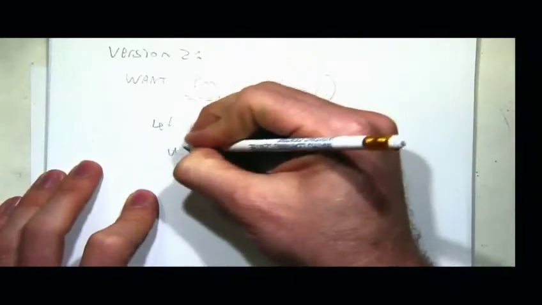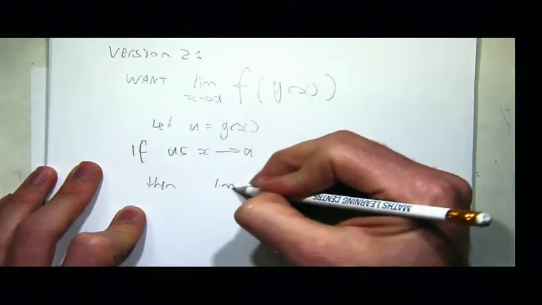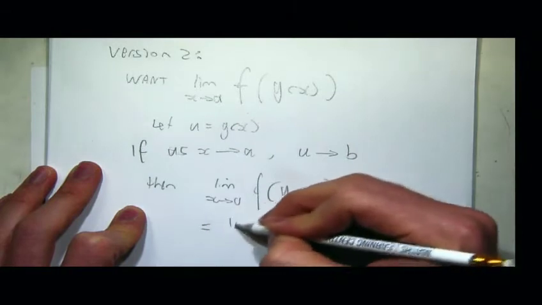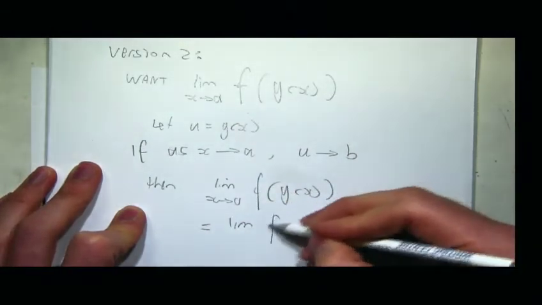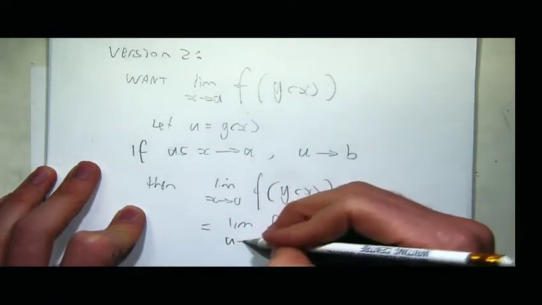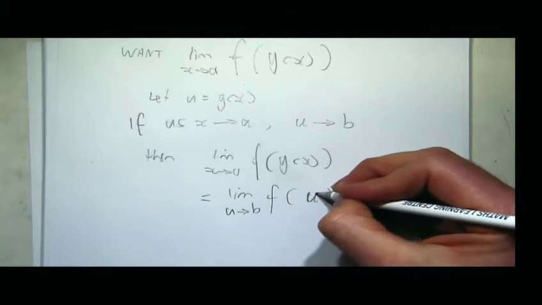So leave the as. If as x goes to a, u goes to b, then the limit as x goes to a of f of g of x is the limit, and here we go, the g of x is replaced with a u, and the x goes to a is replaced with u goes to b. That's the limit law for substitution. Okay? So this is useful for when the outside function needs a limit. You know, when the outside function is stupid.